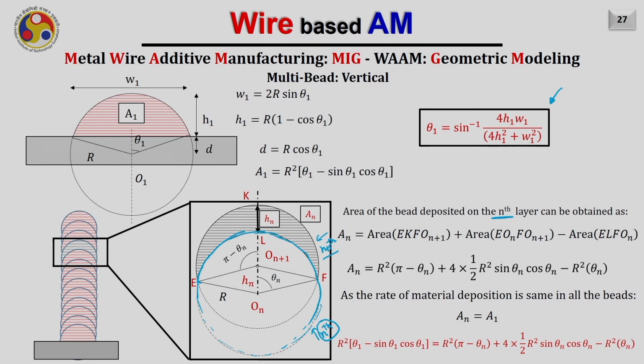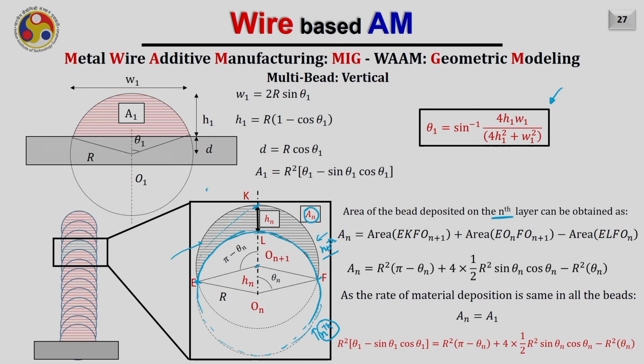So, for that, our aim is right now to find out first the area of this deposited bead AN. First, our aim will be to find out this deposited area AN on the nth layer. So, this area which is shown here in the hatched black color, this is the area we are talking about and calling it AN. This is the bead deposited on the nth layer. This area will be equal to the area E K F n plus 1.